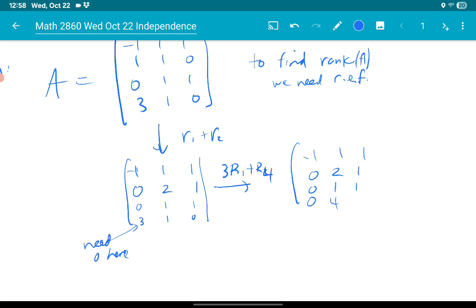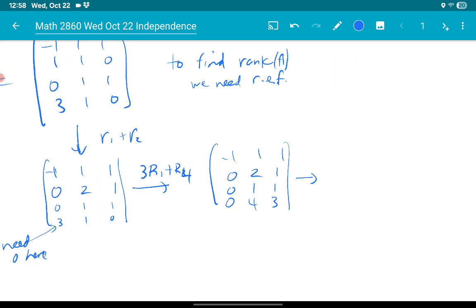3 plus 1 is 4. 3 plus 0 is 3. That's it. I keep going. It's not in row echelon form yet, is it? Because the pivots are not staggered. I need to get a 0 where that 1 is.